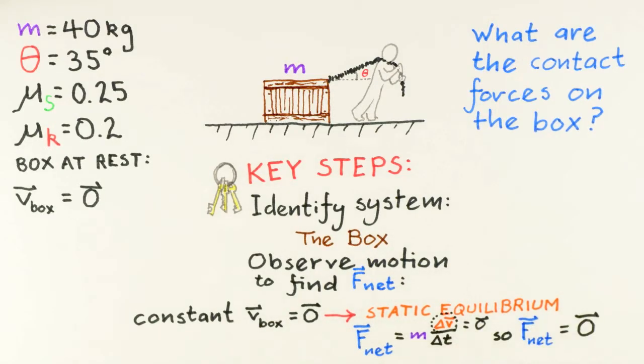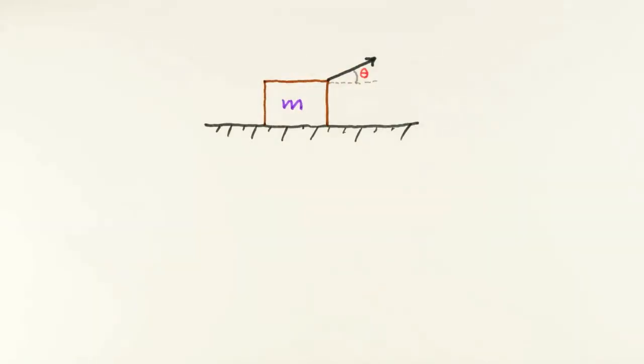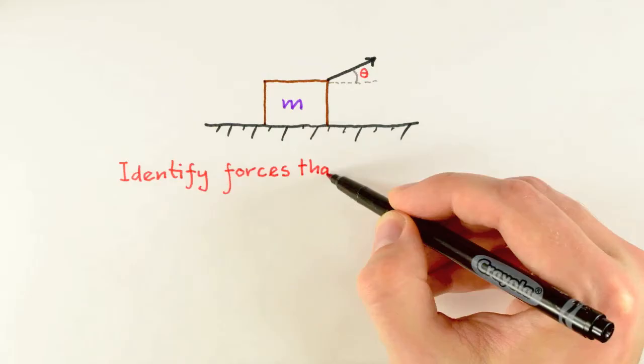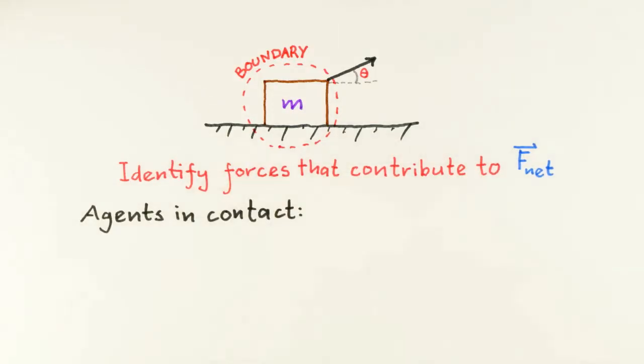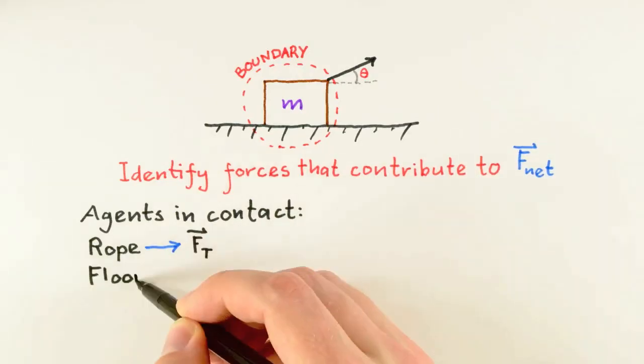The next key step requires more discussion and care. We need to identify specific forces on the system that contribute to F net. In doing this, we need to make sure we don't neglect any significant interactions, so we'll be systematic about this. Let's construct our list of agents that can exert forces on our system. First, let's start with all agents that exert contact forces on our system. We'll look for those agents in the surroundings that cross the system boundary and make physical contact with our system. There are two such agents, the rope and the floor.